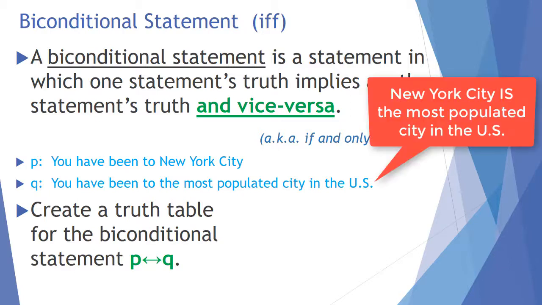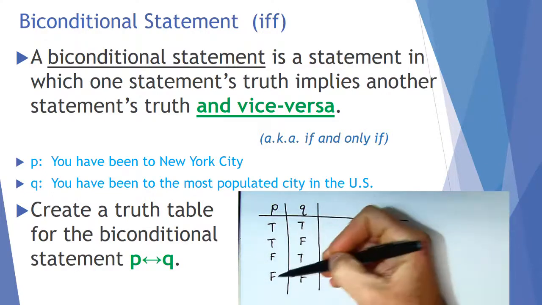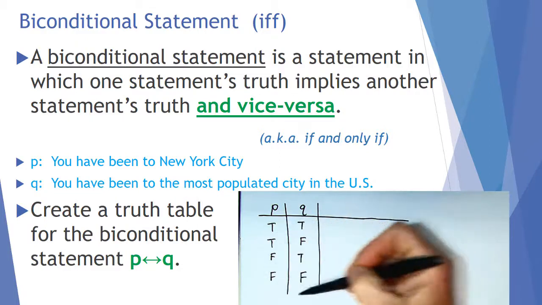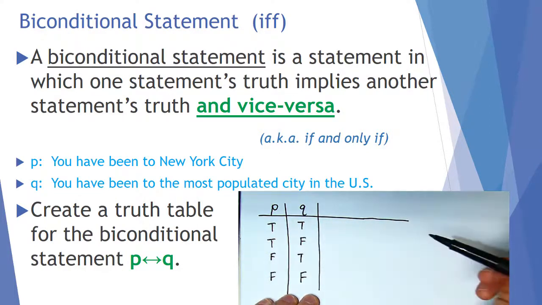So for example, let's let P be the statement, you've been to New York City, and Q be the statement, you have been to the most populated city in the United States. Let's make a truth table for the biconditional, which we represent with a double arrow for P and Q. Okay, so we're going to start with a P column and a Q column, and our normal 4 rows given our normal truth table conditions.